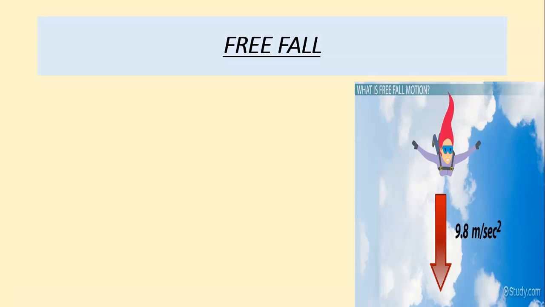Whenever an object moves under the influence of the force of gravity alone, it is said to be falling freely. Thus, the released eraser is in a free fall. In a free fall, the initial velocity of the object is 0 and goes on increasing due to the acceleration due to gravity of the earth.